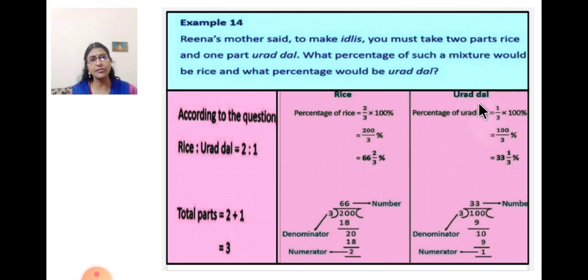Similarly for urad dal also, we will write 1 upon 3, because the proportion of urad dal is 1 out of 3 parts. Out of 3 parts, 1 part. So we'll write 1 upon 3 multiplied by 100%. And then 1 into 100, 100 upon 3. When you divide 100 by 3, you will get 33, 1 upon 3%.